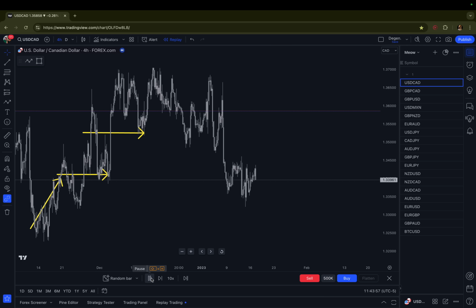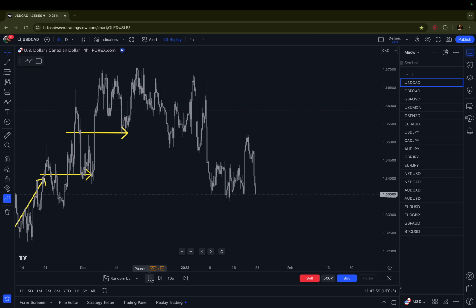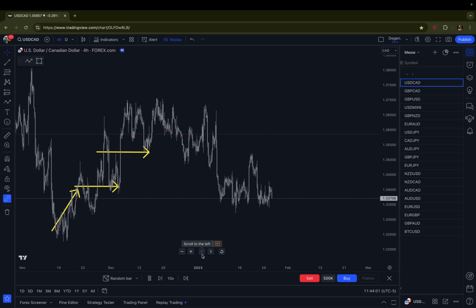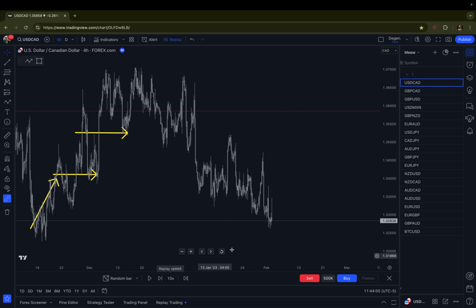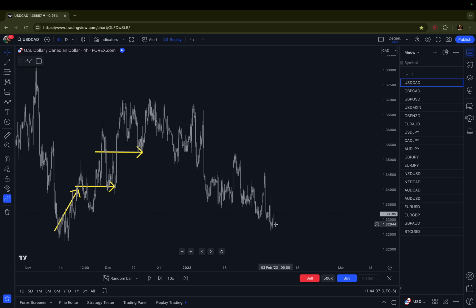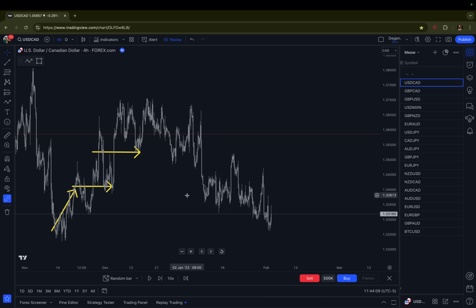Okay, so price is going down. Let's let it go down a little bit more, see if it can make a new low. We're essentially waiting on a new trading opportunity. Okay, so now price has gone down here. Here's what we can do. This is a sell, right?